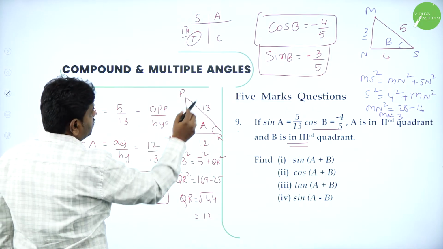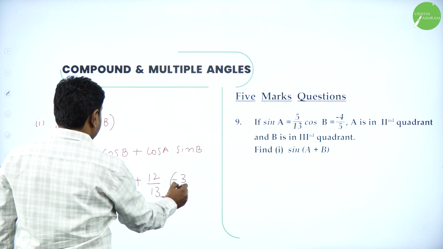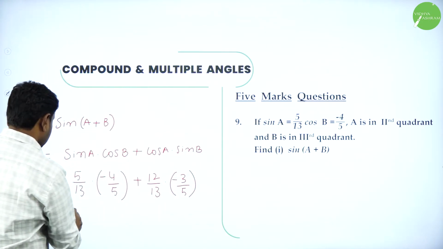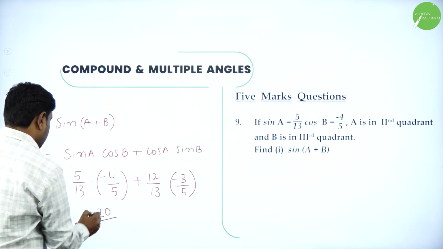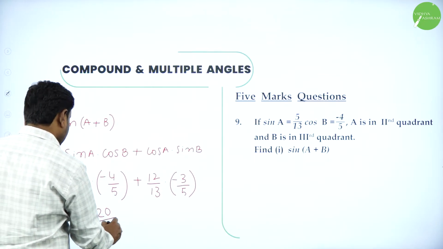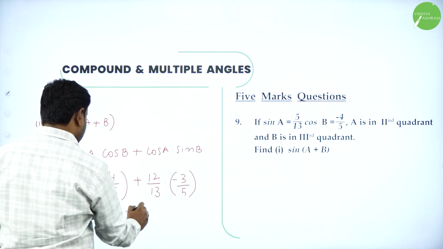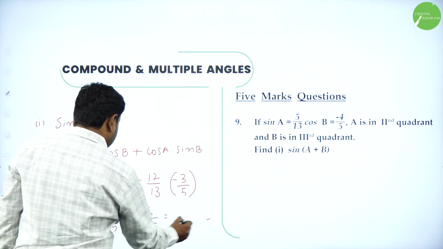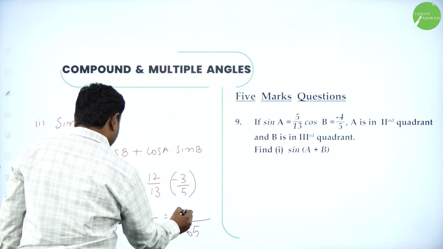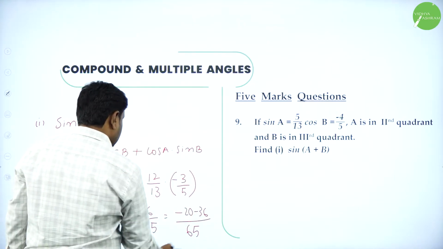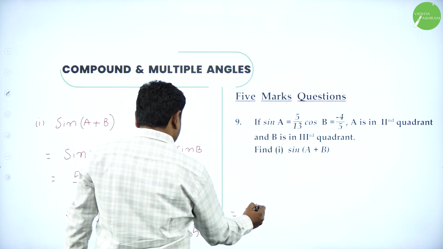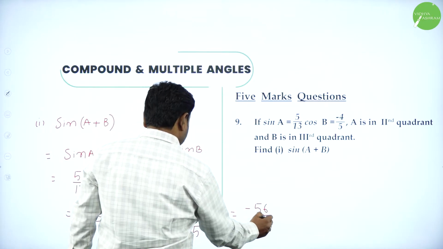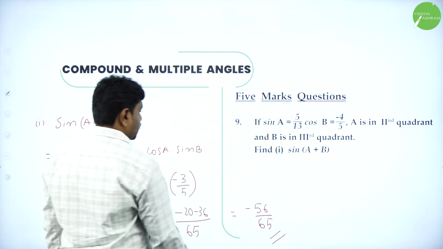Sine B is minus 3 by 5. Further simplify this. It will become minus 20 divided by 13 5s are 65, plus into minus minus 12 3s are 36 divided by 65. So the LCM is 65. The numerator becomes minus 20 minus 36, so that is minus 56 divided by 65. So this is sine of A plus B.